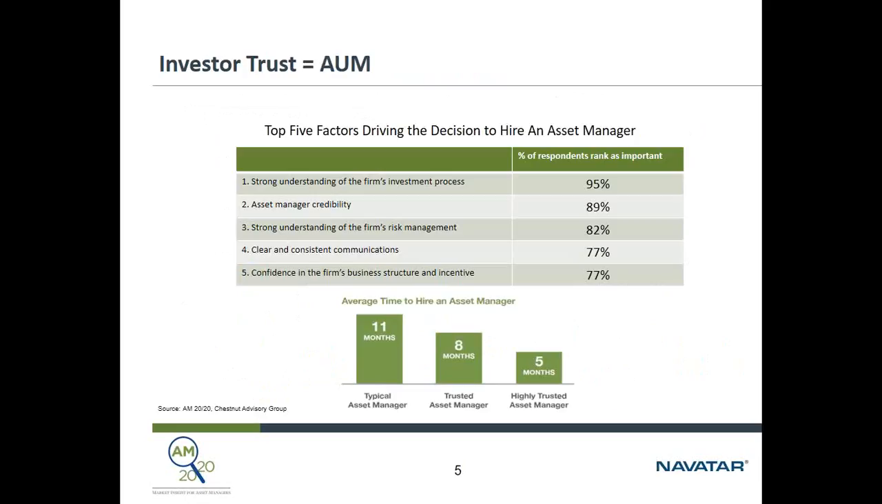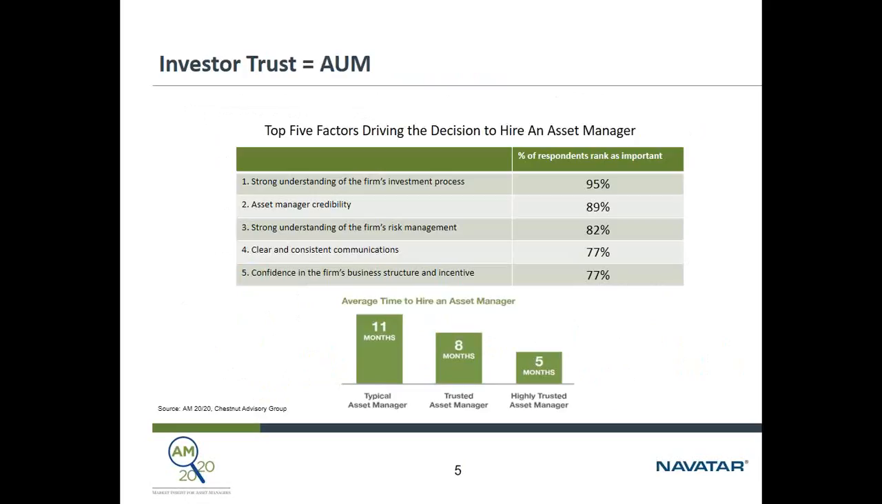So it's half the time, or even more than half the time. It can save you 6 to 9 months. So everything we do at AM 2020 is aimed at getting our members into that highly trusted bucket. So then the question is, okay, what do we do? Is there a silver bullet?